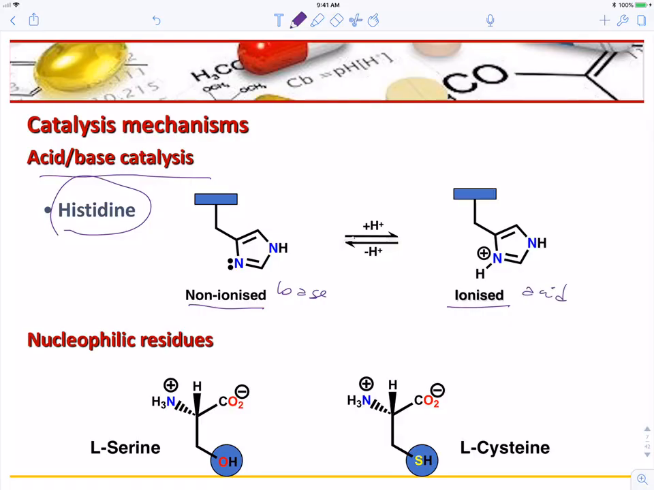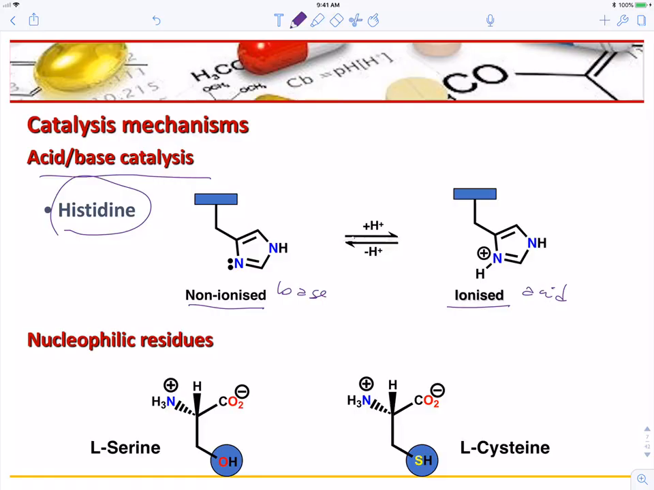In other words, the non-ionized form can often abstract a proton from a substrate, whereas the ionized form can release that proton back to a substrate. So histidine is great in acid-base catalysis because it can accept or donate protons during a reaction mechanism. And this is very important because enzymes are typically quite hydrophobic, and there are very few water molecules present in the active site to carry out this role.